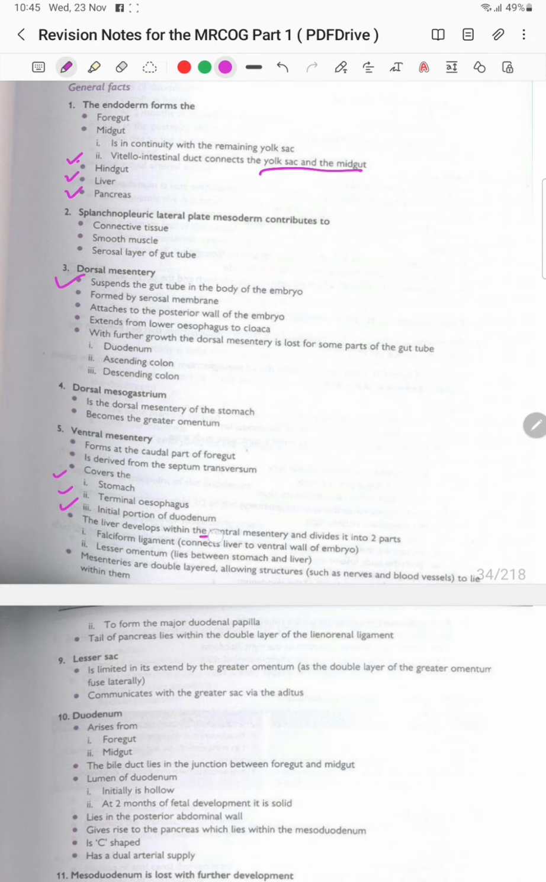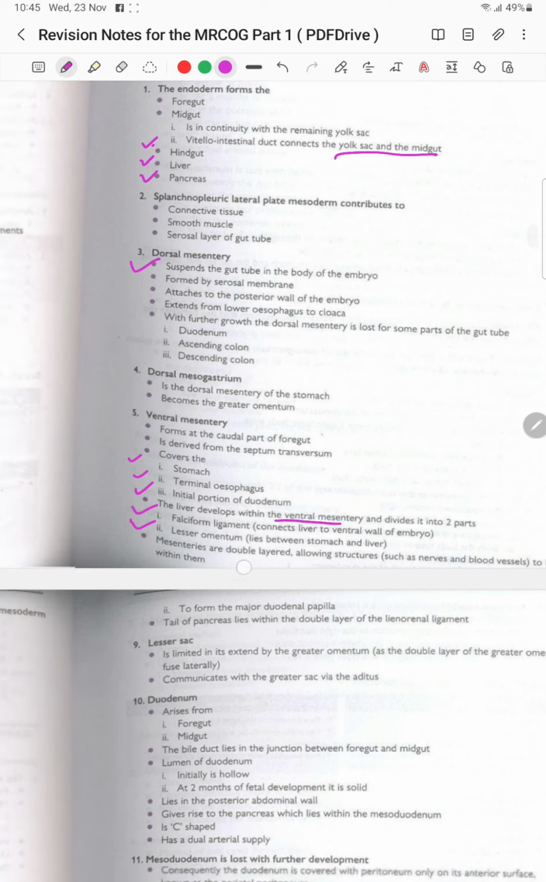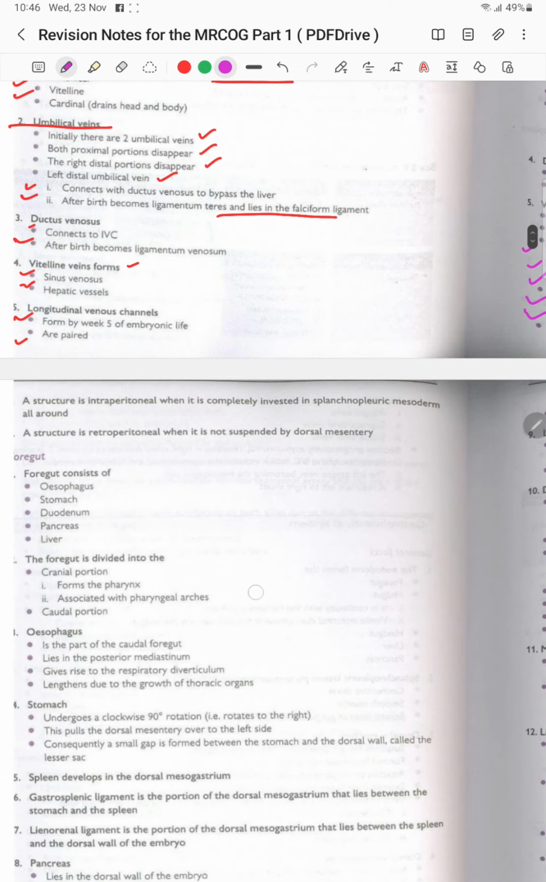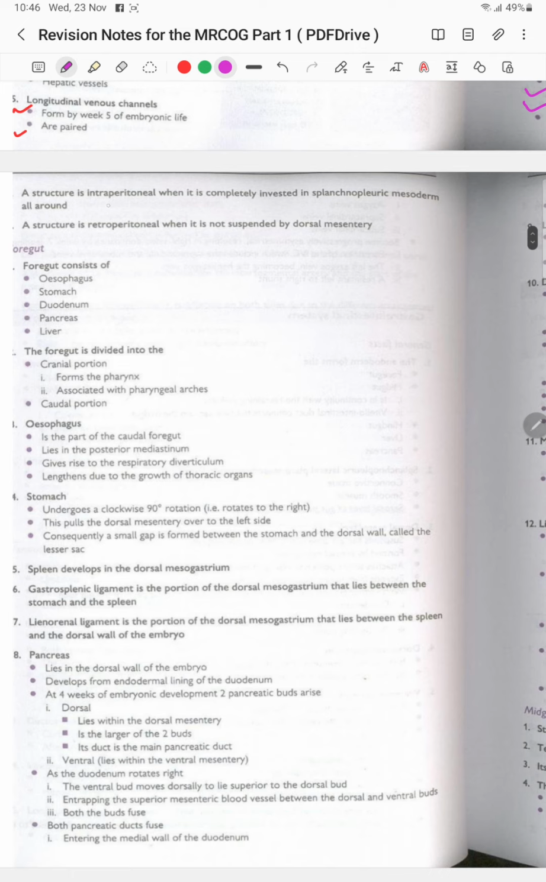The liver develops within the ventral mesentery and divides it into two parts: the falciform ligament, which connects the liver to the ventral wall of the embryo, and the lesser omentum that lies between the stomach and the liver. The mesenteries are double layered, allowing structures such as nerves and blood vessels to lie within them. A structure is intraperitoneal when it is completely invested in the splanchnopleuric mesoderm all around. A structure is retroperitoneal when it is not suspended by the dorsal mesentery.